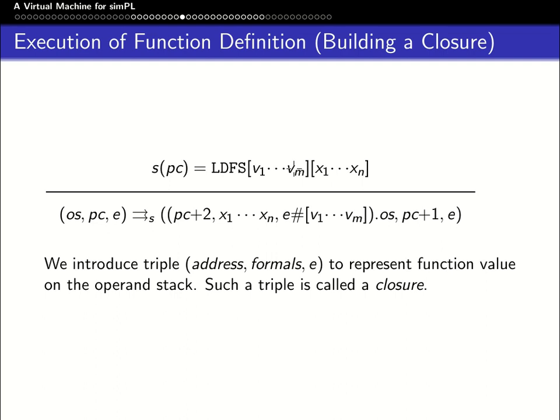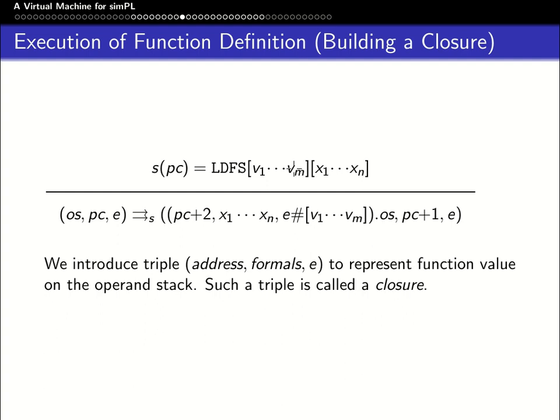Okay, so let's assume that our current state is OS, PC, and E. And our current instruction is this LDFS, which has a bunch of free variables and a bunch of bound variables, so a bunch of variables that are about to be bound, right? x1, xn are the arguments to our current function. Okay, so what I try to do here is define a function.